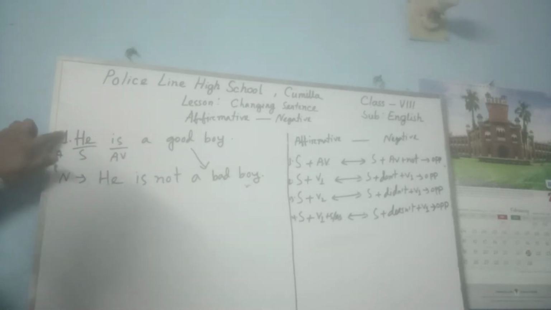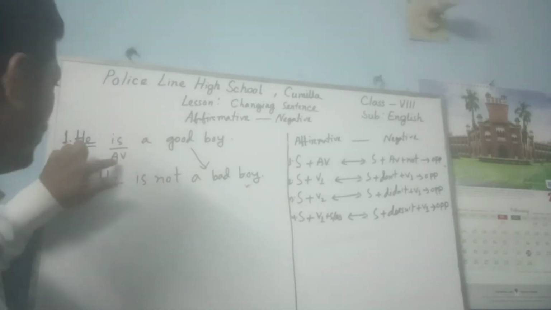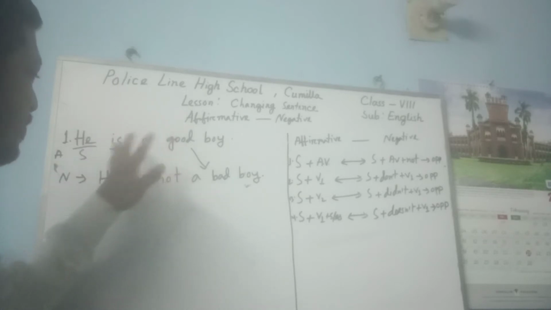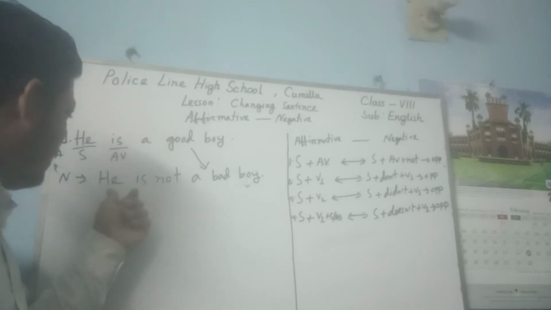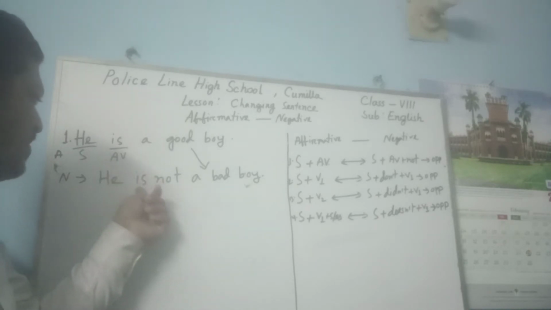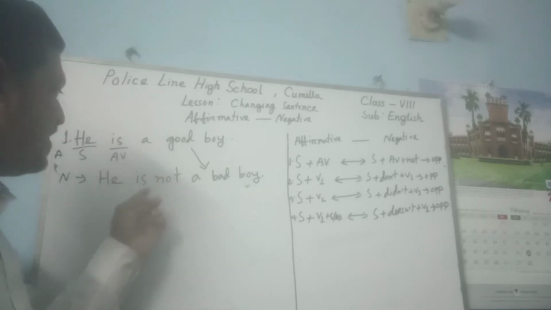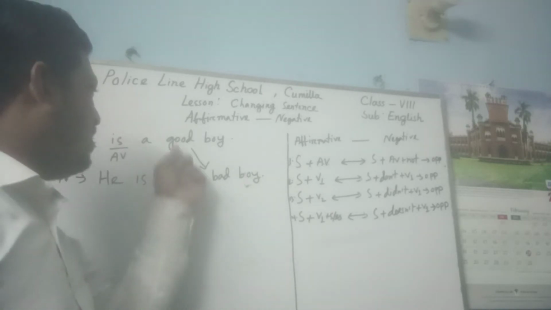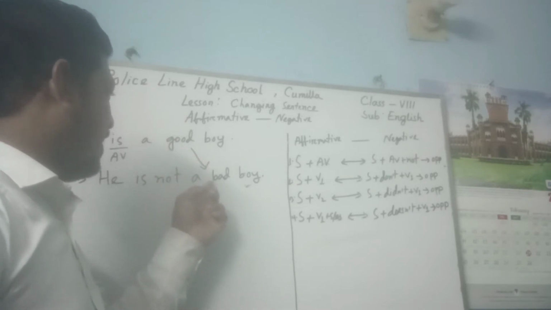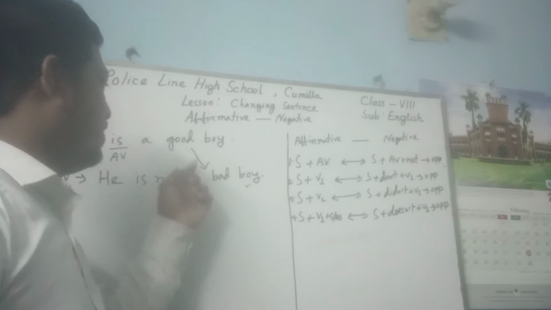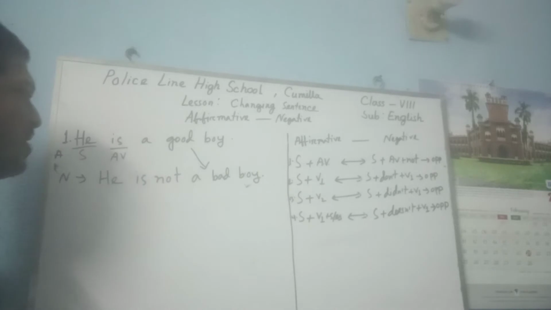Look at these two sentences, that is affirmative and that is negative. Here at first subject he, then auxiliary verb is, and rest of the sentence is a good boy. And in negative, at first I have written here he, then auxiliary verb is, and plus not, is not, or I can write isn't also, and then opposite word good. I use bad here instead of good, and the last word is boy. So this sentence is he is not a bad boy.